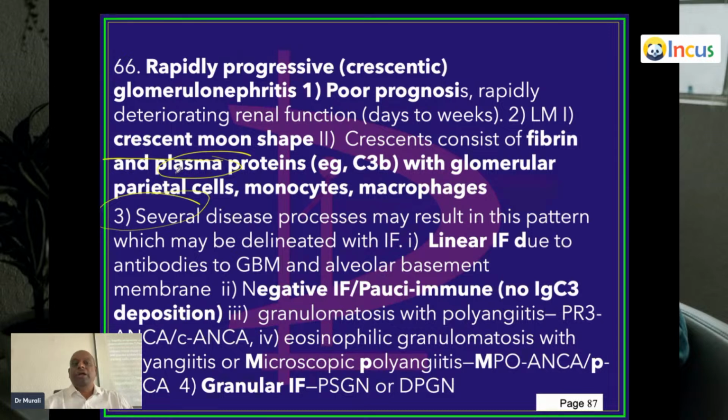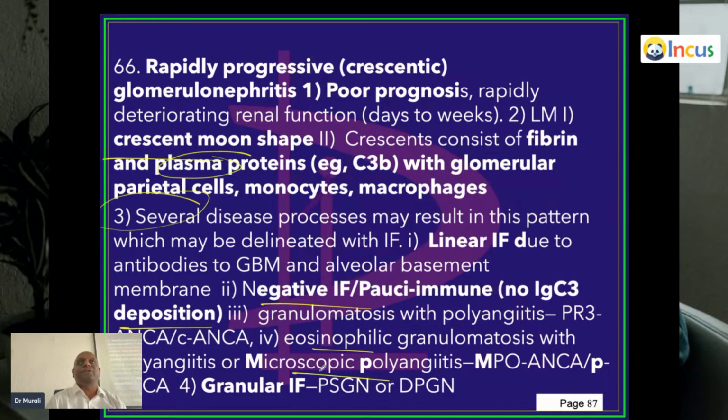Understand? Then in pauci-immune there is no C3 deposition, immunoglobulin complement deposition is not there. And what are the examples of that? Wegener's, Churg-Strauss, microscopic polyangiitis, they're all the examples.